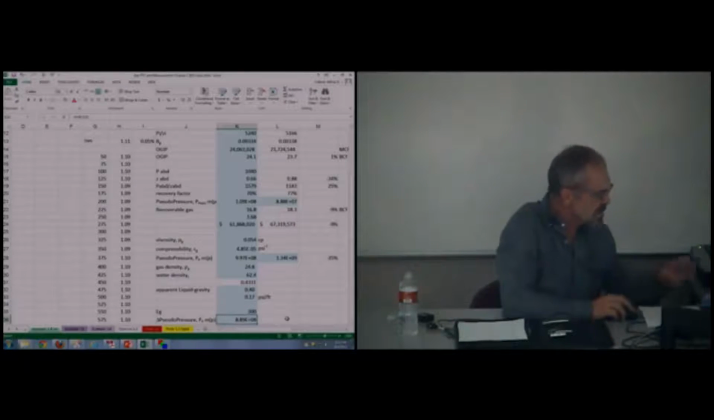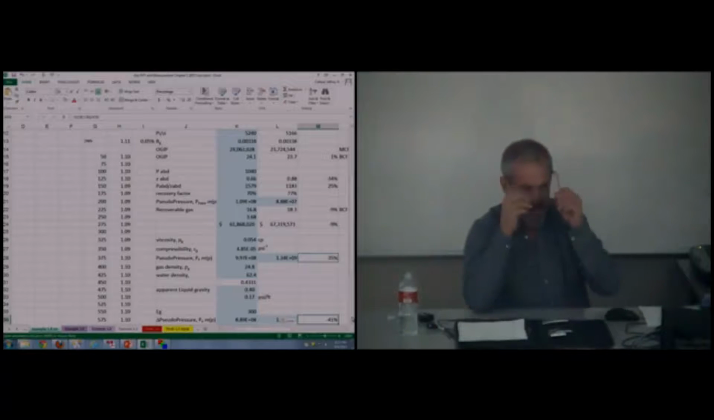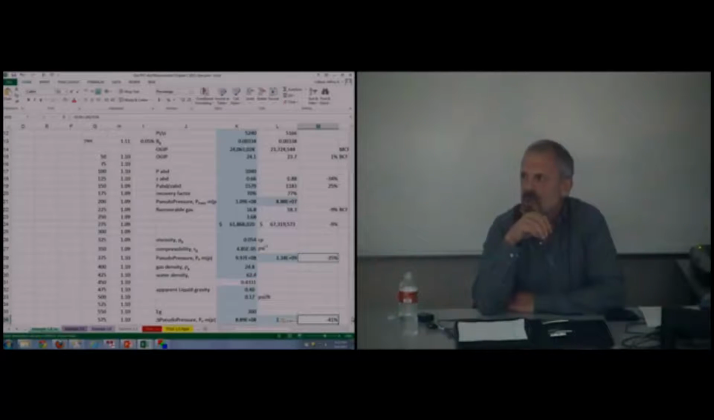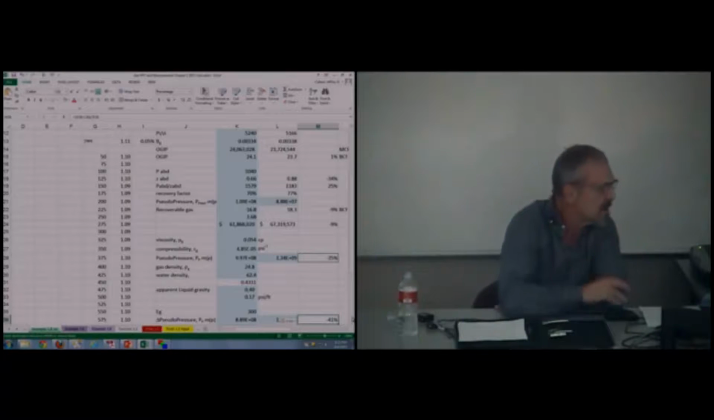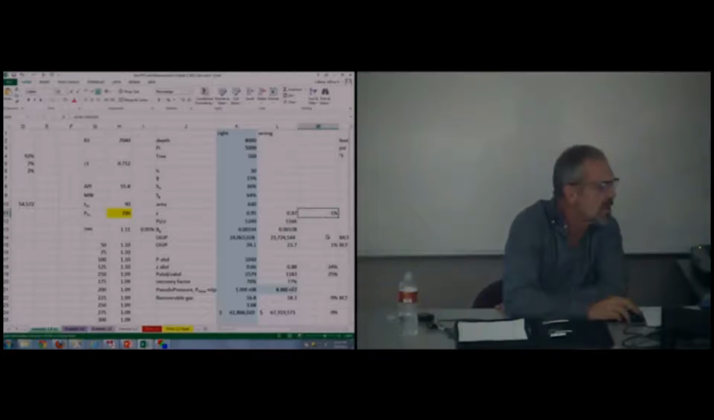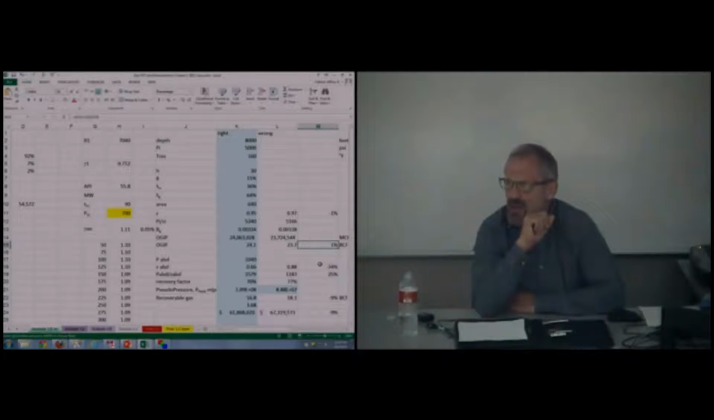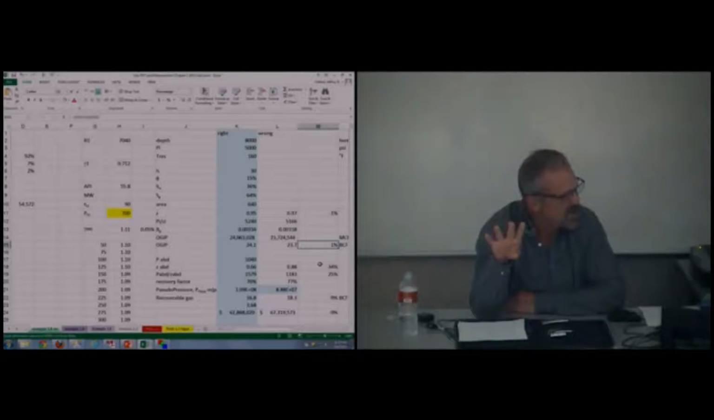And then my delta pseudopressure, which is the driving force of fluid flow in all my dynamics, 41%. Now, we could have lived with that 3% error. Maybe, how about this? I only get a 1% error by using the wrong gas gravity. I know I can work this into a test question. I'm only getting a 1% error in a static calculation of my gas in place using the wrong gas gravity.